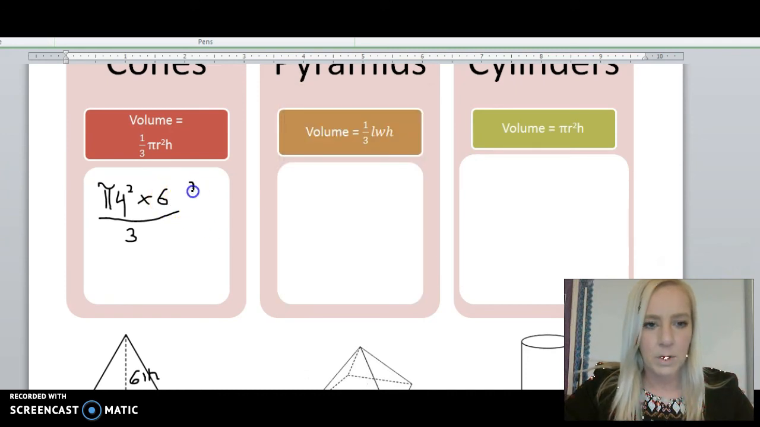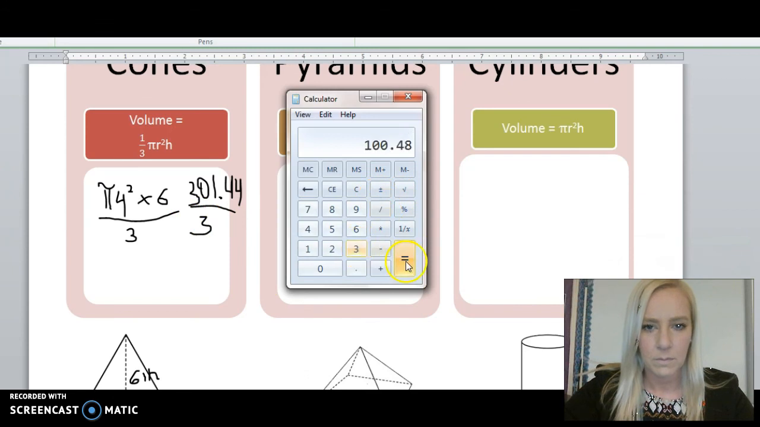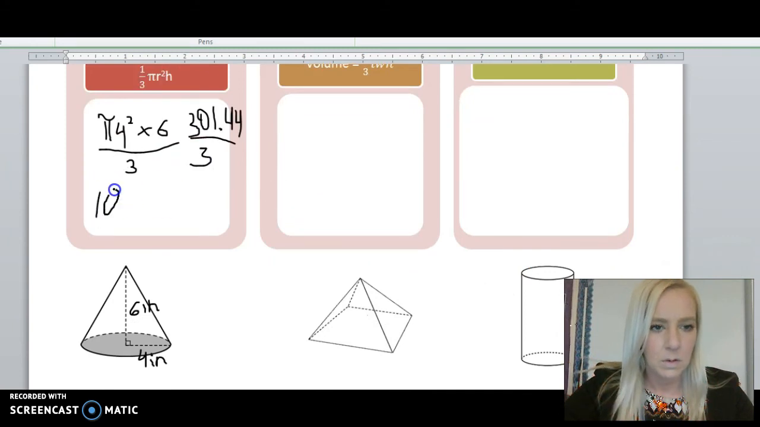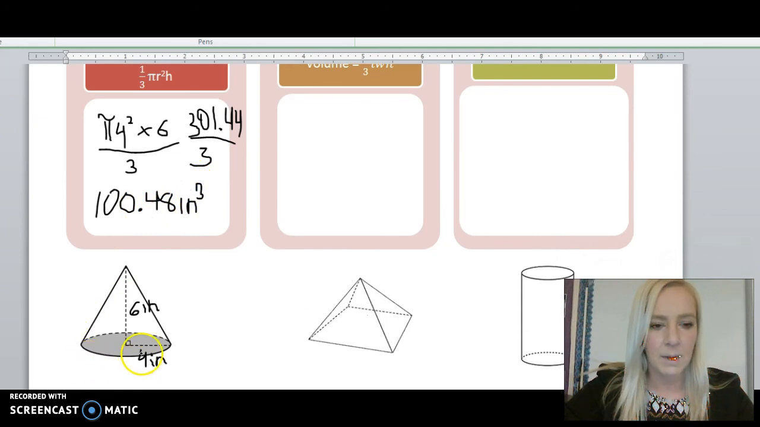Which is 301.44. And then I'm going to divide by 3. Which is 100.48. Inches cubed. So that means there's 100.48 cubic inches inside a cone that has a radius of 4 inches and a height of 6 inches.